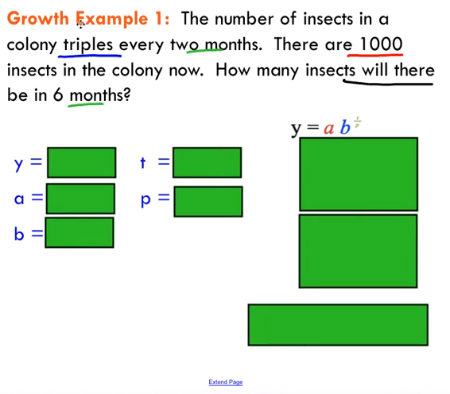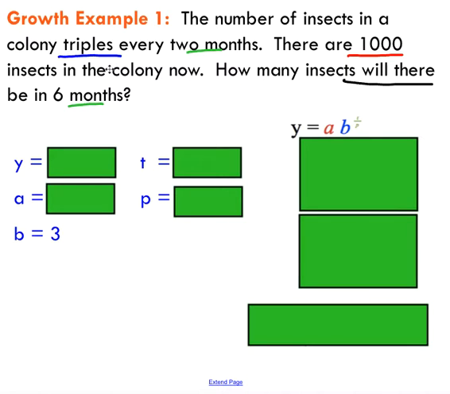I'm telling you this is a growth example. Obviously, whoever's giving you this question, whether it be your teacher or somebody on the street, will not tell you that it's a growth example. But if you read the question, it becomes apparent pretty quickly. So it says the number of insects in a colony triples every 2 months. So triple means grows, gets bigger by a factor of 3. And I've color coordinated it to the variable in my general expression. So b is going to be 3, or we're growing by a factor of 3.